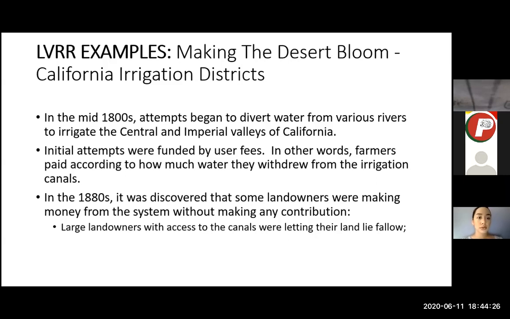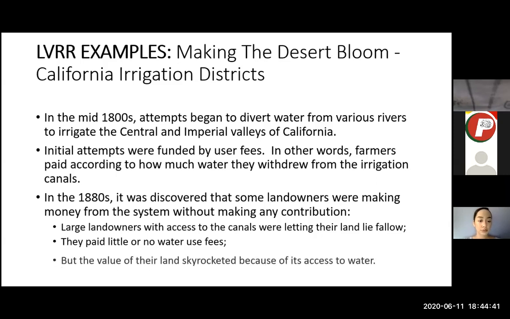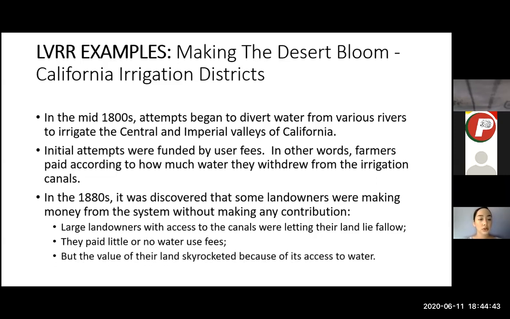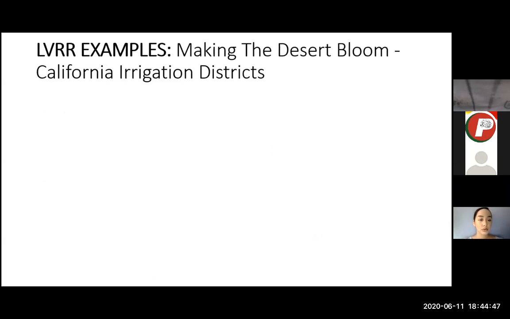They just did nothing. But because their land had access to water, it was now much more valuable than it had been before. And yet they were paying little or no water fees. So they were making lots of money from the system without paying for it. So as a result, people took action.